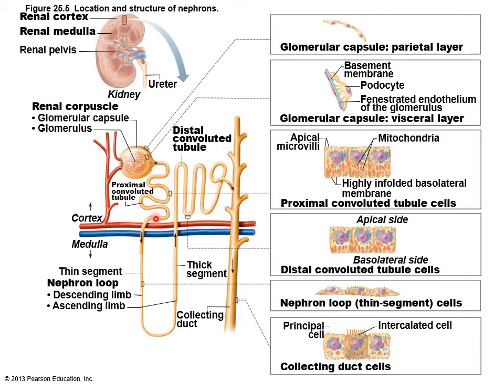And then these are parts of the tubule. This is called the proximal convoluted tubule. Then you have what's called the nephron loop, also called the loop of Henle. And so this is the descending loop.